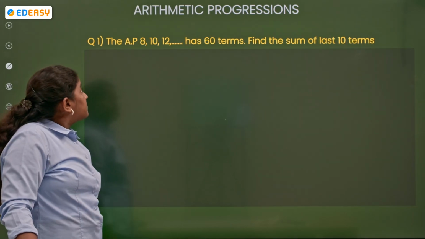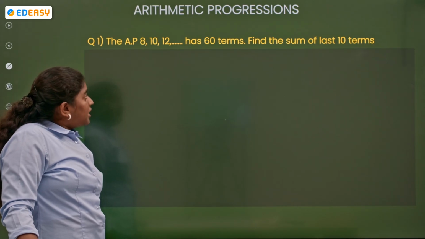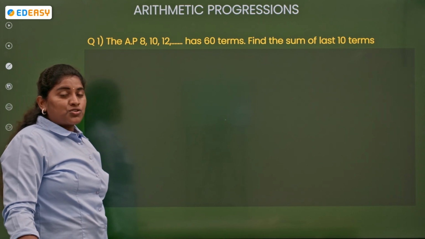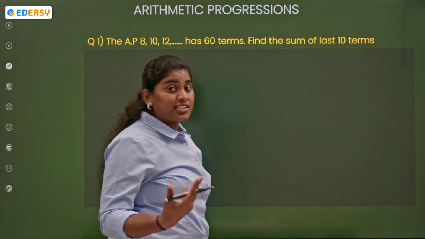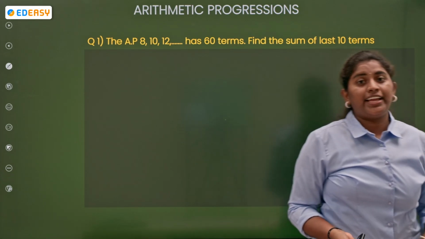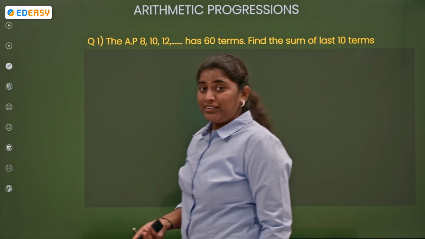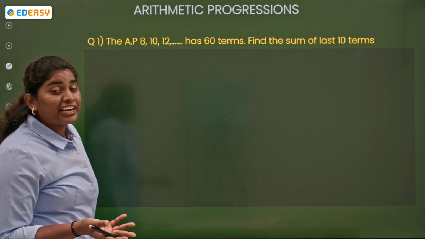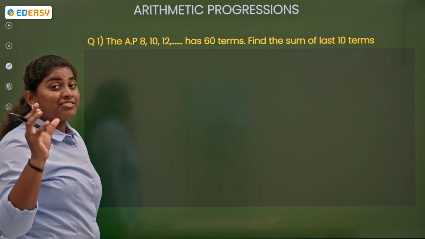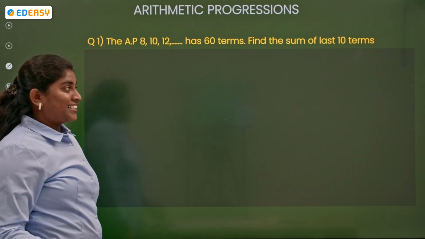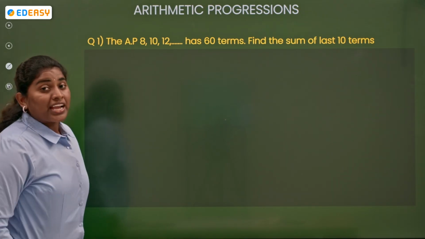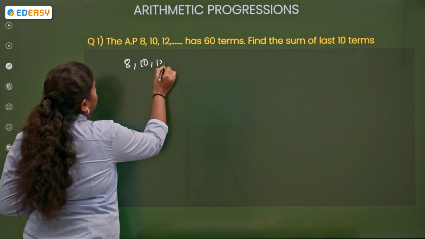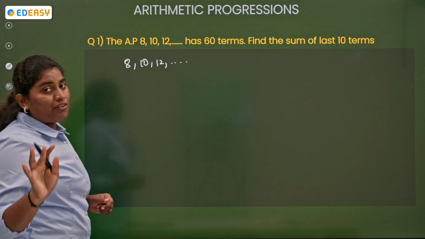Right. Next, the AP 8, 10, 12 has 60 terms. Now find the sum of the last 10 terms. So how can we find the sum of the last 10 terms? Any doubt? Any idea from anyone? Ma'am told the sum of the first n terms, but how can we find the sum of the last n terms? Now look here, 8, 10, 12, and so on. I will tell you this.